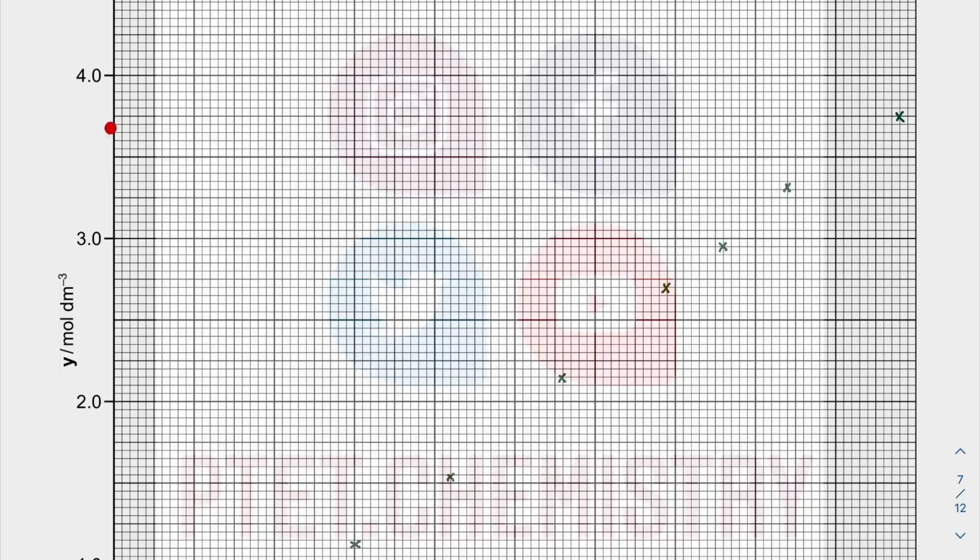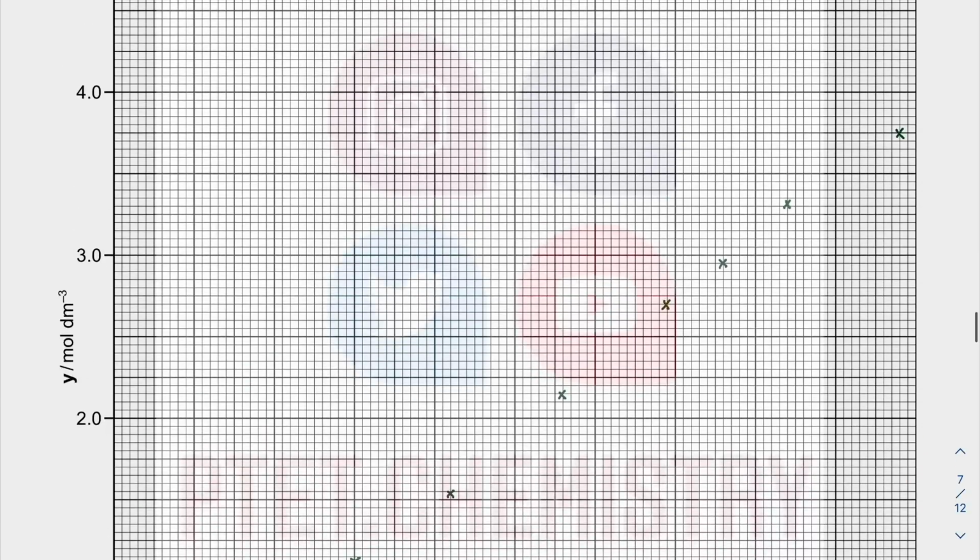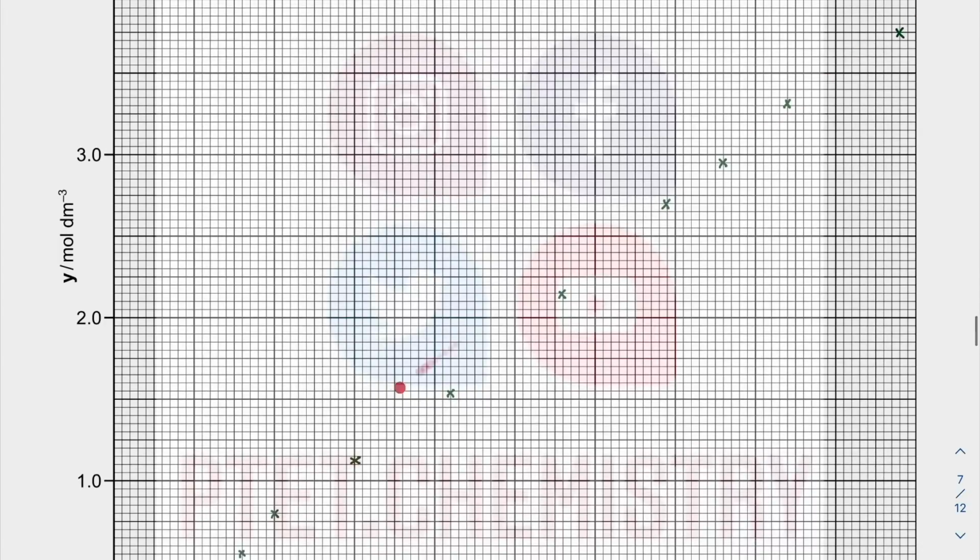Between 3.5 and 4.0, this middle bit is 3.75. And then 4.9 is just 2 small squares before that, because that is 4.5. So 2 small squares before that is 4.9. Alright, so we can see there is a straight line. Quite a good straight line there.